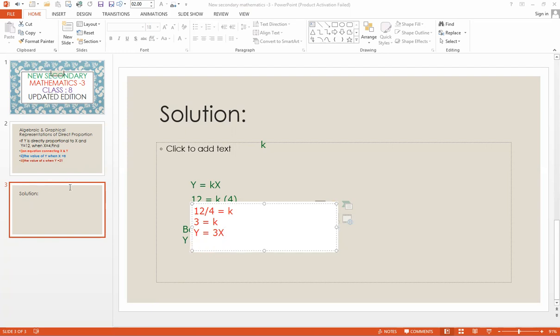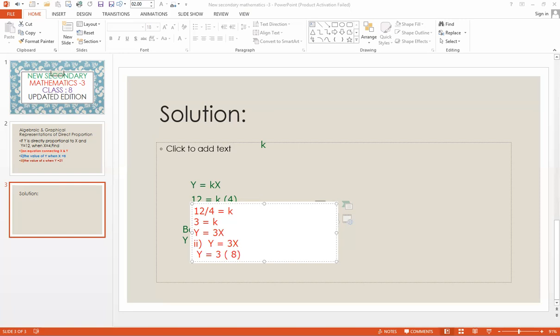Now we move towards the second part. And what is the second part? They are saying you have to find the value of y when x is equal to 8. The equation is already given to you. And what is the equation? y is equal to 3x. And now they are saying the value of x is equal to 8, and you have to find the value of y. So you have to write y is equal to 3, where 3 is the value of k, and what is the value of x? It is given, that is 8.